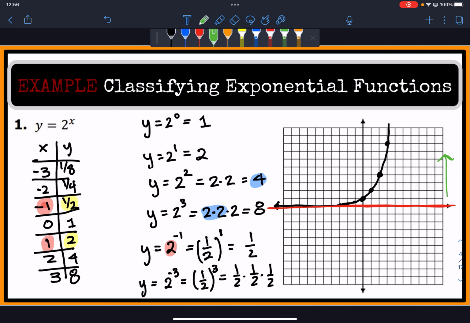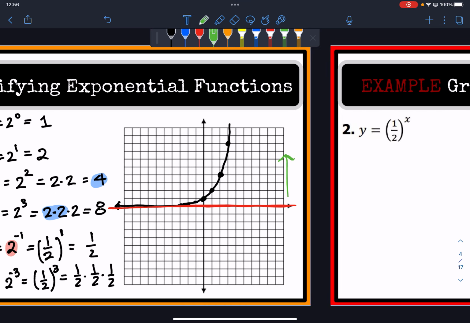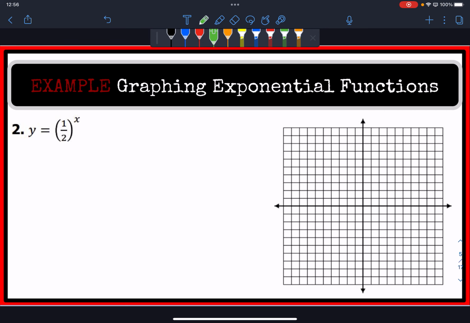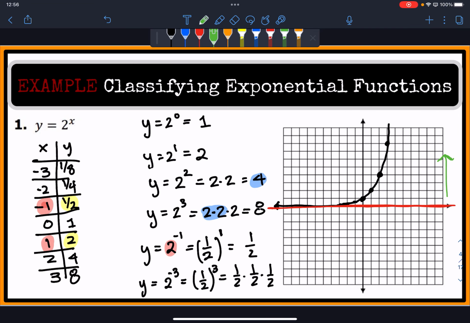Now let's look at what the graph will look like when I take the reciprocal of 2 and see how that affects the direction of the graph and the way the graph is moving. In this example right here, because the graph is increasing from left to right, the values of y are getting bigger and bigger as I increase the values of x. This is an exponential growth function.